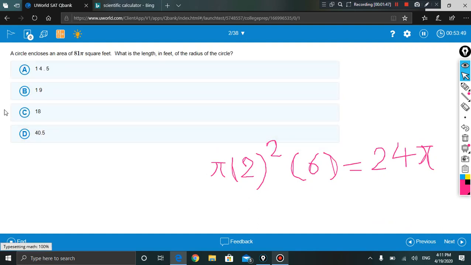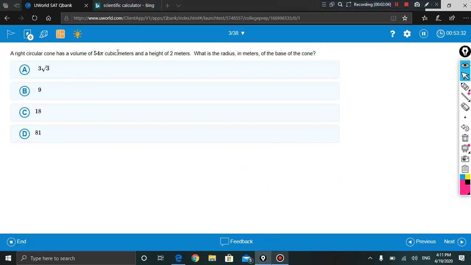Okay, next. A circle encloses an area of some multiple of pi. What's the length of the radius? Okay, pi r squared, so the radius is 9. You just root the coefficient of pi. That's it, it's 9. That's very easy. I'm not gonna go through steps here. Okay, a circular cone has a volume of 54 pi and a height of 2. What's the radius? Okay, that should also be easy.